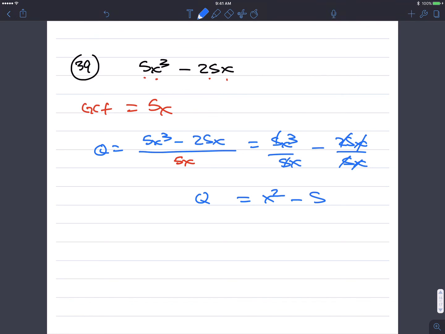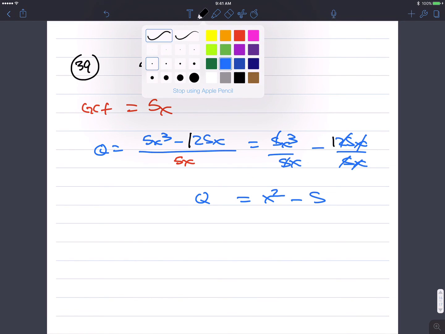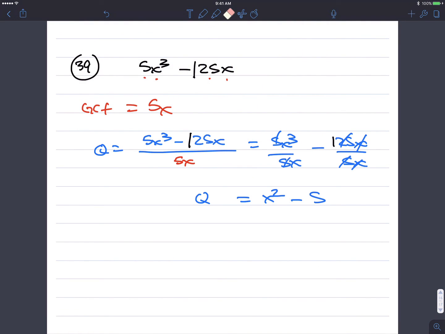I think there's a typo here. Here's a typo. It should be 125. Okay? Now, what does that give me? That's x squared minus what? 25. So that number should be a 125. Okay? Now, here we go. 5x for the greatest common factor, x squared minus my 25.